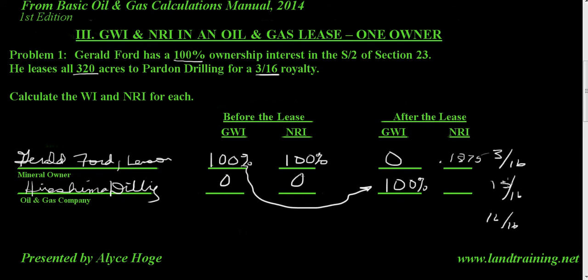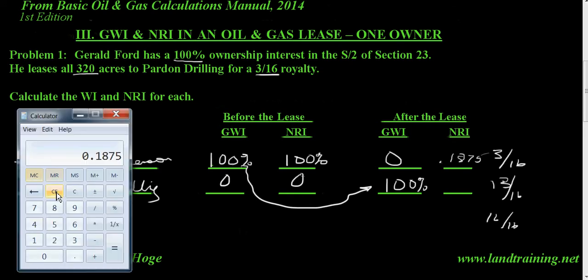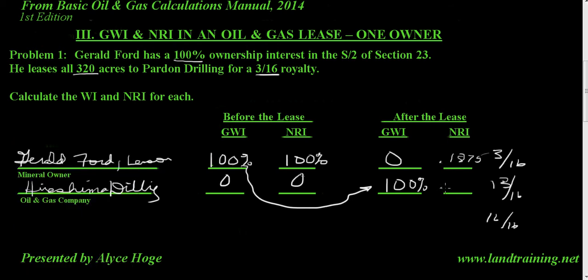So what is the decimal for 13/16? And it is 13 divided by 16. So that is the oil and gas company's interest, 0.8125. Now let's move on to problem 2.